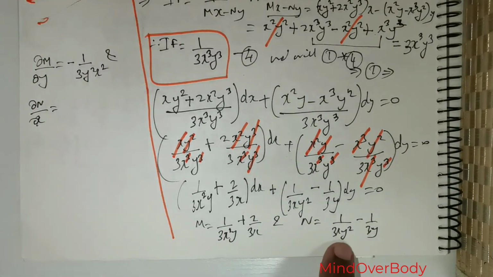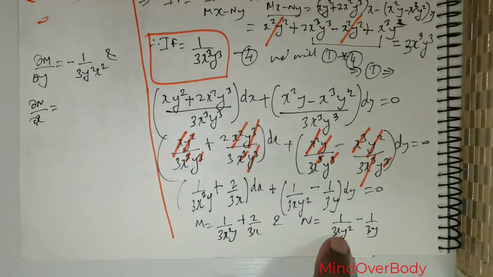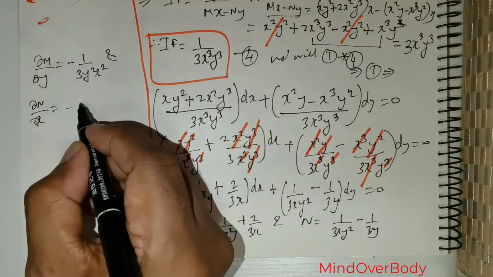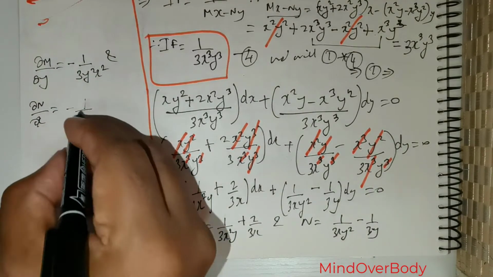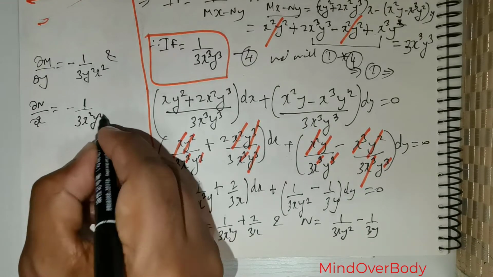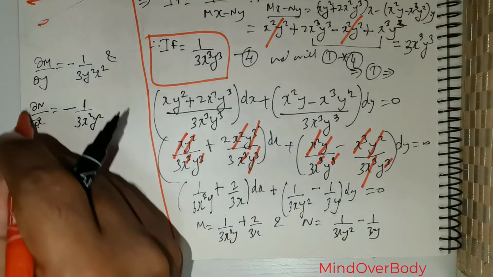So next comes, I need to differentiate n with reference to x partially. So that is going to give me negative 1 over 3 times x squared y squared. Right, so let me box this.